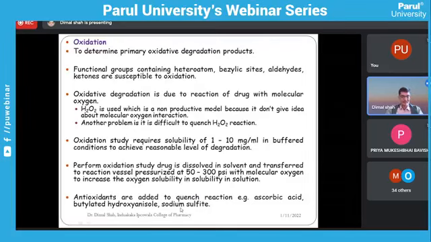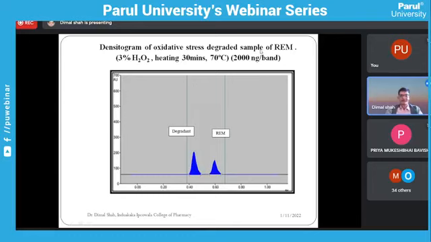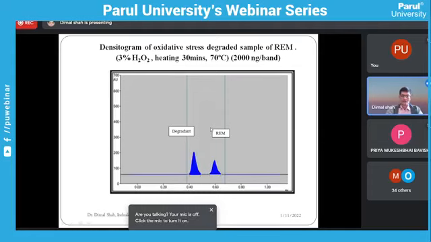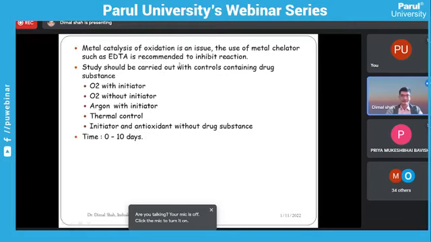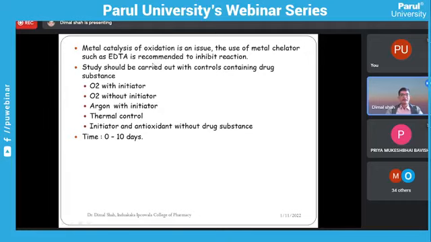Because once the time period is over, if there is a gap between this and the time of analysis, it is necessary to stop the reaction. And this reaction can only be stopped by adding an antioxidant. So again, for the same drug, with 3% H2O2 for 30 minutes at 70 degrees Celsius, this study was carried out and we got a degradant. The study at room temperature was also carried out, and this was the study performed at an elevated temperature. We can even use EDTA to quench, to stop the reaction.